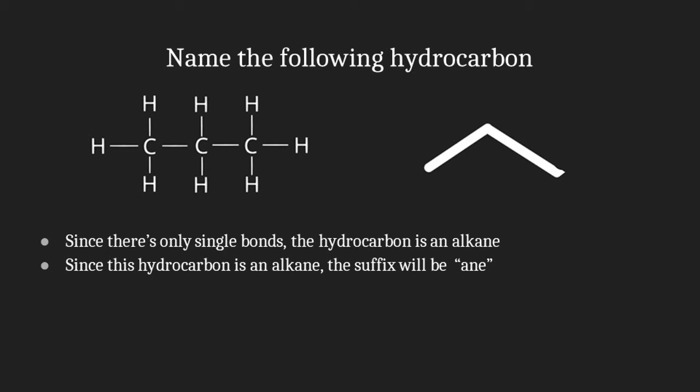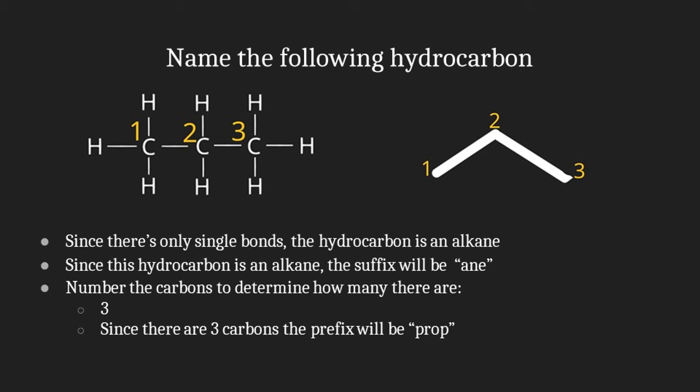Now, we need to figure out the prefix. To do this, we number the carbons. So if we number the structural formula from left to right, we get 3. And if we count the amount of points on the skeletal formula, we also get 3. Therefore, there are 3 carbons in this hydrocarbon. And therefore, using the chart, we see that the prefix will be prop. Putting the prop and the -ane together, we get that this molecule would be named propane.